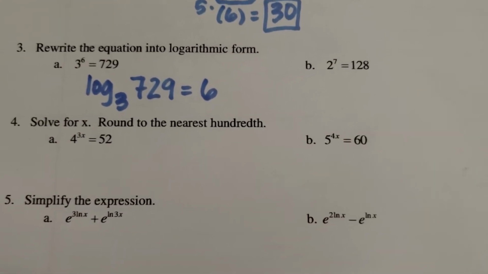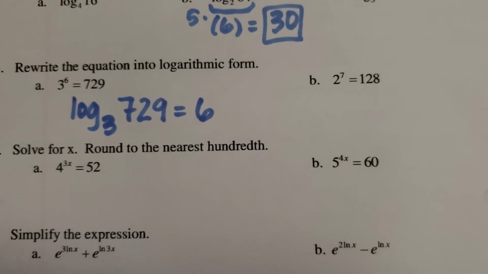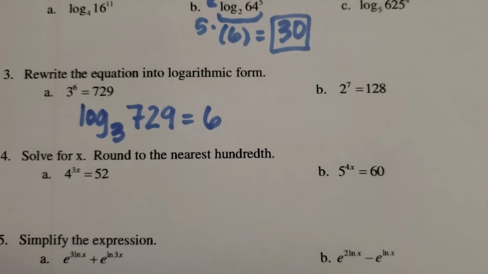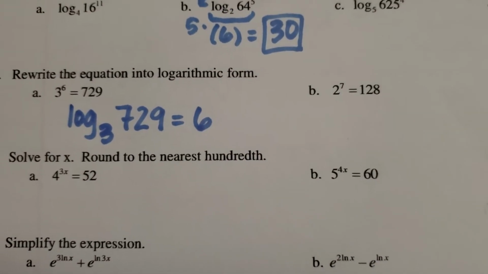All right, moving on to number 4. We have: solve for x, round to the nearest hundredth. Okay, so notice I have an equation here. I've got 4 to the 3x power equals 52.